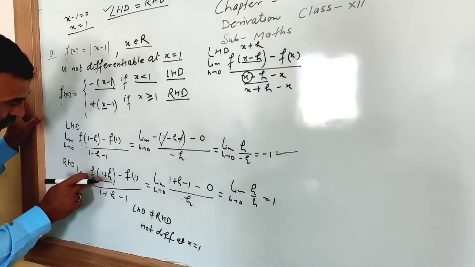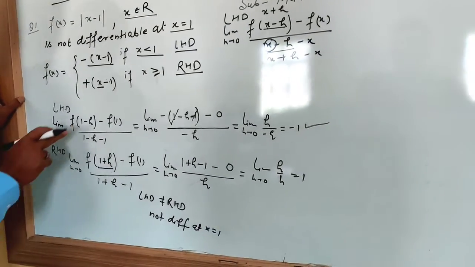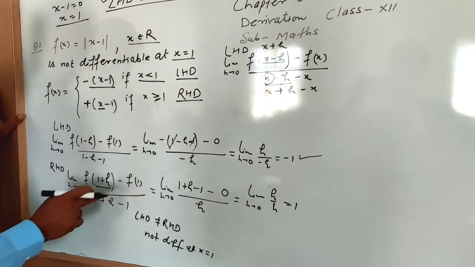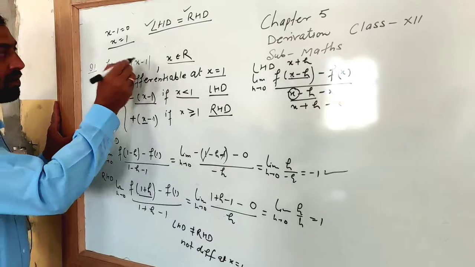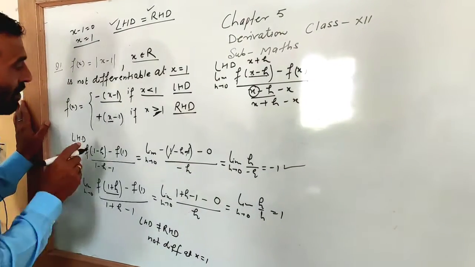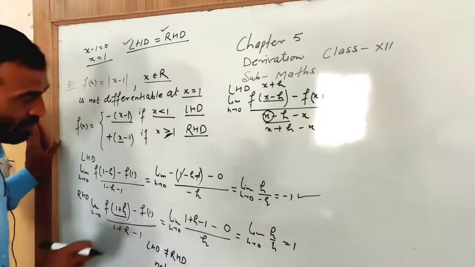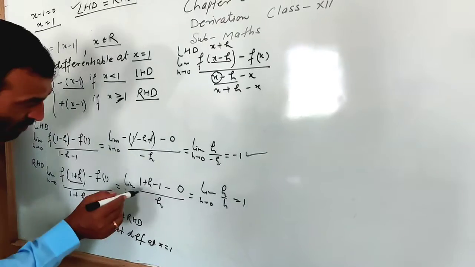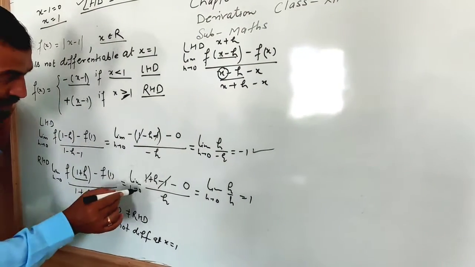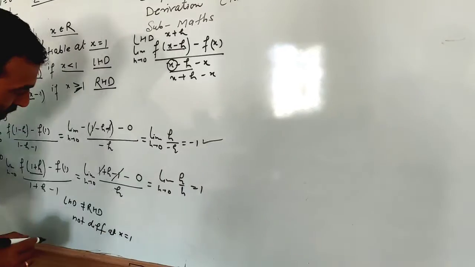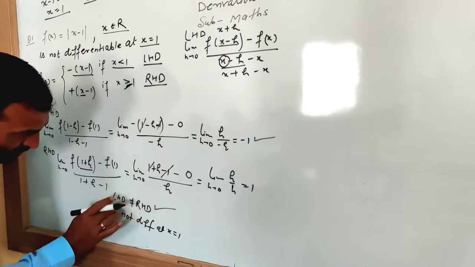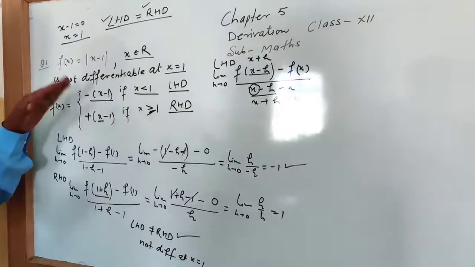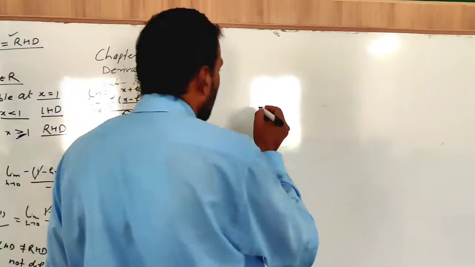So we get f(1 plus h) is equal to 1 plus h minus 1, and f(1) is 1 minus 1, which is 0. In the denominator, 1 minus 1 cancels and we get h. The 1 and minus 1 cancel. The limit h tending to 0 of h upon h is 1. So the left hand derivative and right hand derivative are not equal. So the function is not differentiable. This way we can check whether a function is differentiable or not.